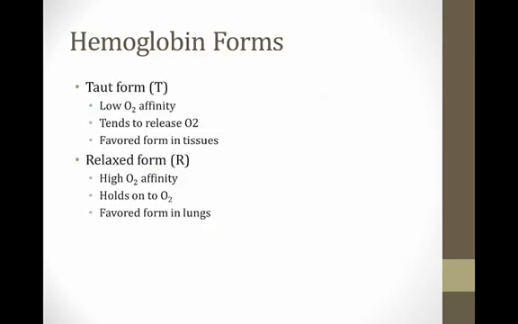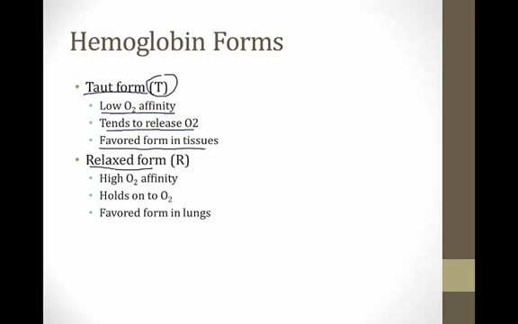Hemoglobin can exist in two forms. There's one form called the taut form, or the T form, and this has a low oxygen affinity. This tends to release oxygen, and this is a form that's favored in the tissues. The tissues want oxygen to be released so they can pick it up and use it for metabolism. You can just remember the T stands for tissues.